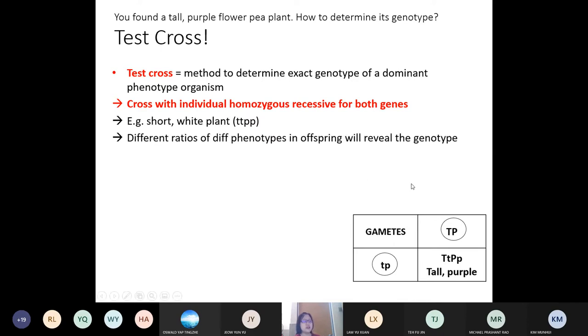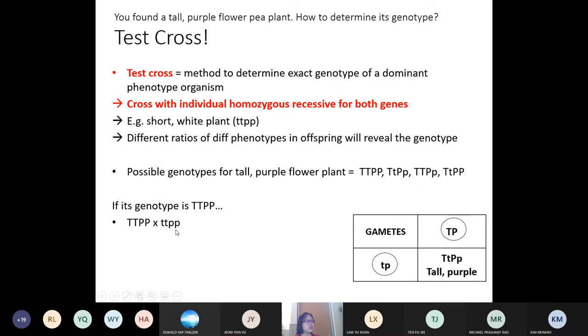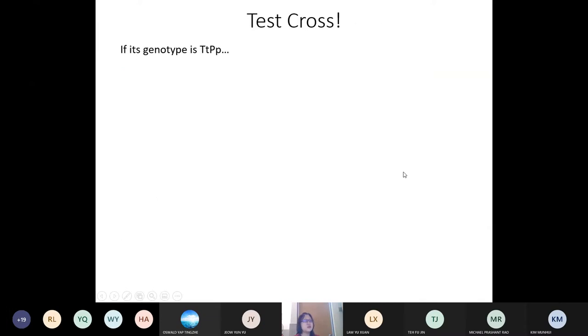So if it's big T, big T, big P, big P, and you're crossing it with a homozygous recessive plant for both genes, you're going to get this. This is the only gamete possible, and this is the only gamete possible for this one. So if you cross it, you realize that all your offspring are tall and purple. So this is easy. What if it's heterozygous?